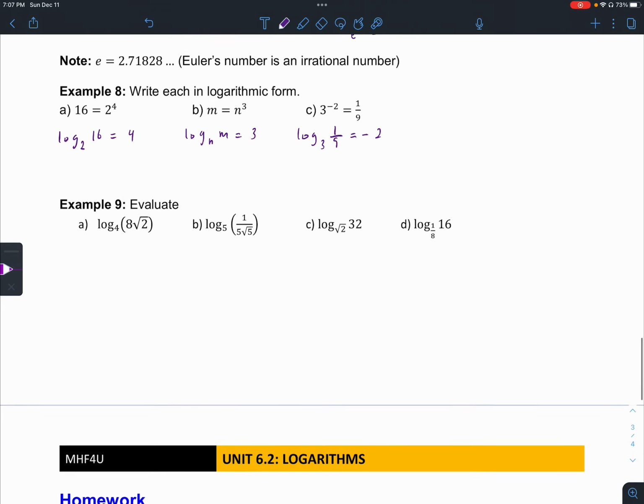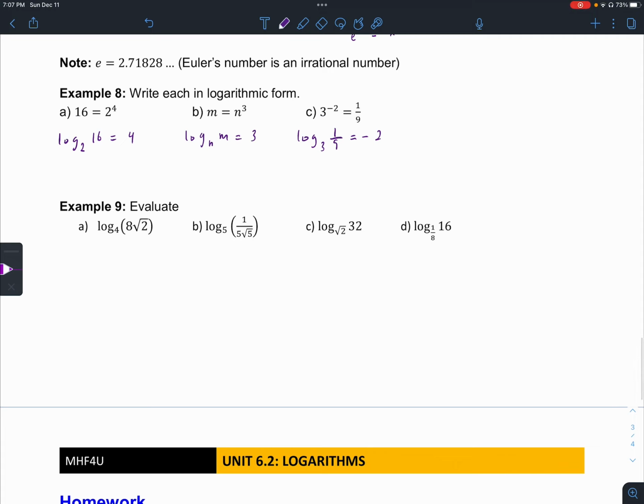Now, for these examples here, remember, we can set these equal to x. So let's just do that. Set them all equal to x. And so here we're going to have 4 to the exponent of x. Let's move this more here. So 4 to the exponent of x is going to equal 8 root 2.